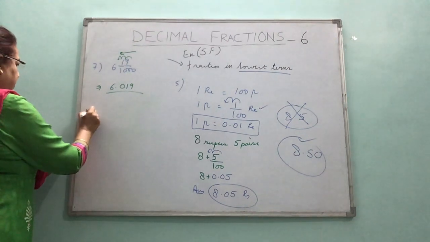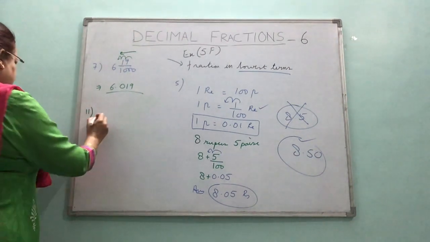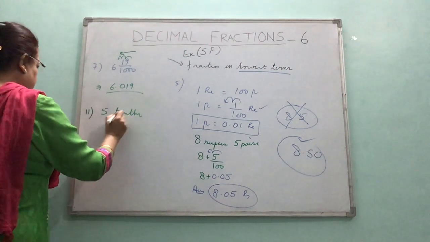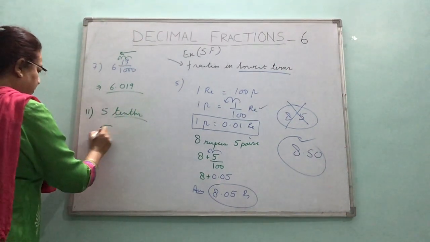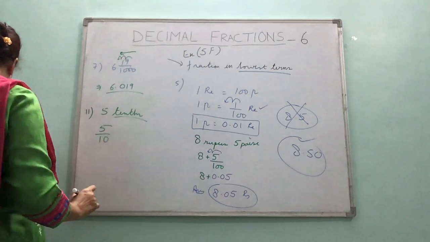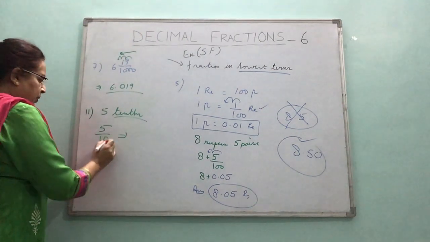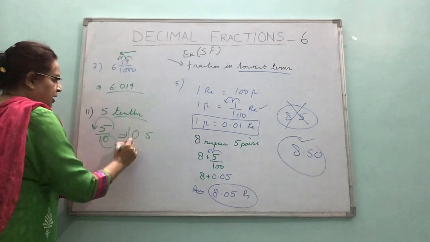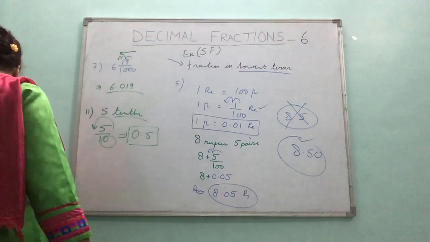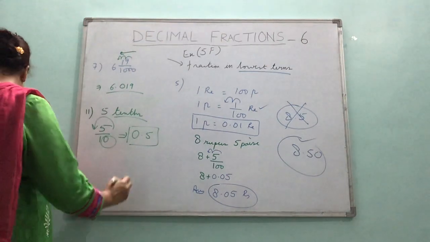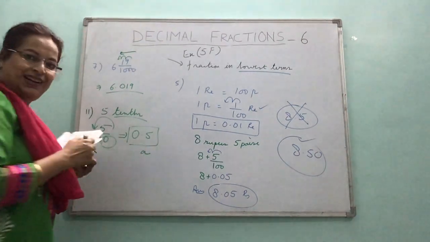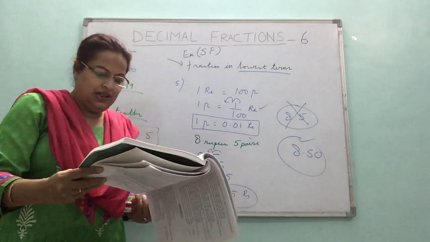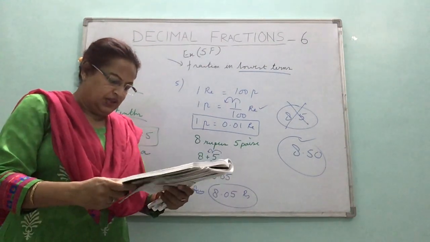Question number 11. 5 tenths. Tenths means 5 upon 10. And we have to write it as a decimal. Well, 10, 1 place, 0.5. So which option is the correct option? 5 tenths, 0.5, option A is the correct option. So you see, these are simple questions.